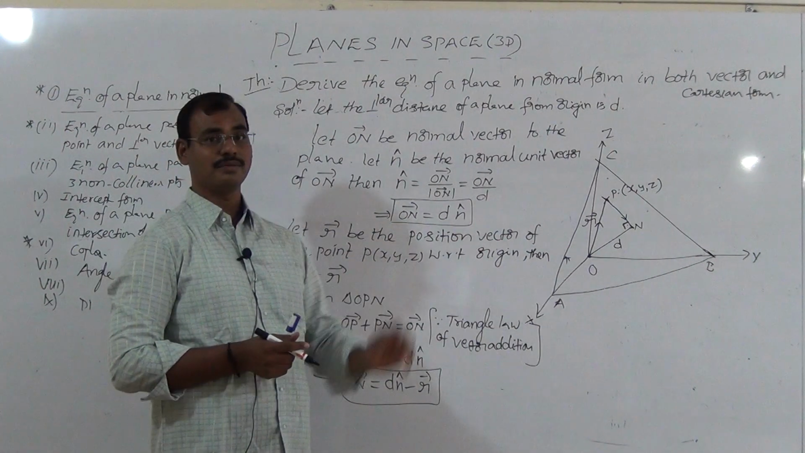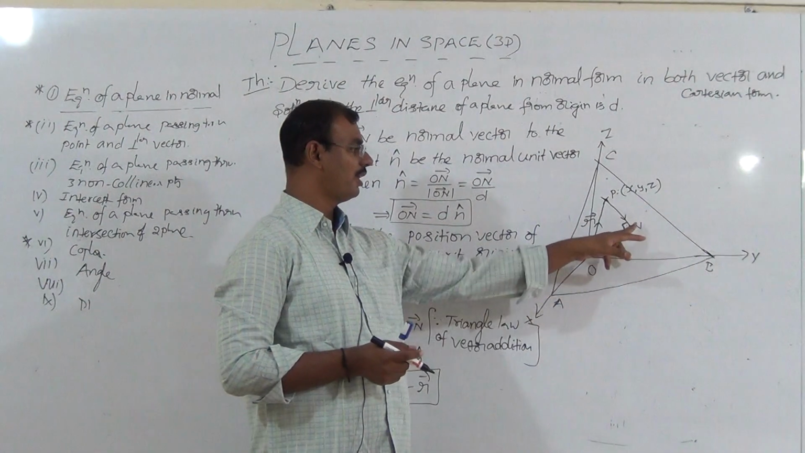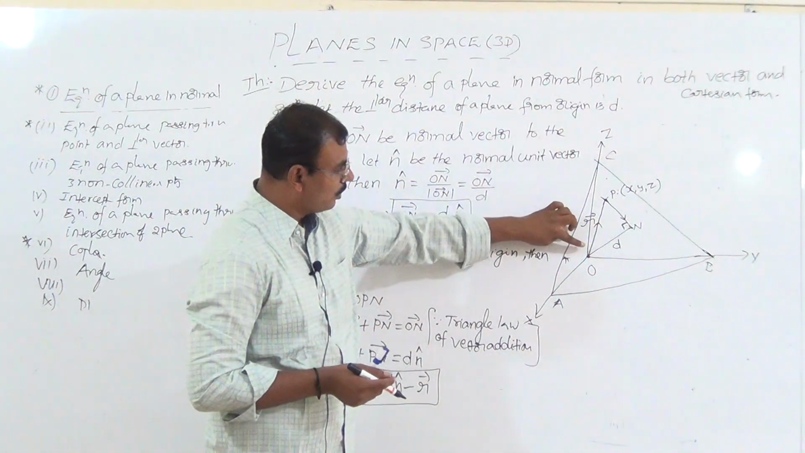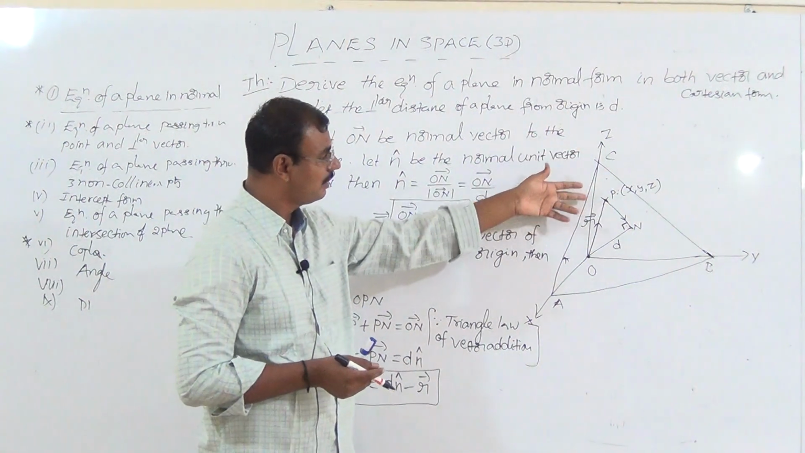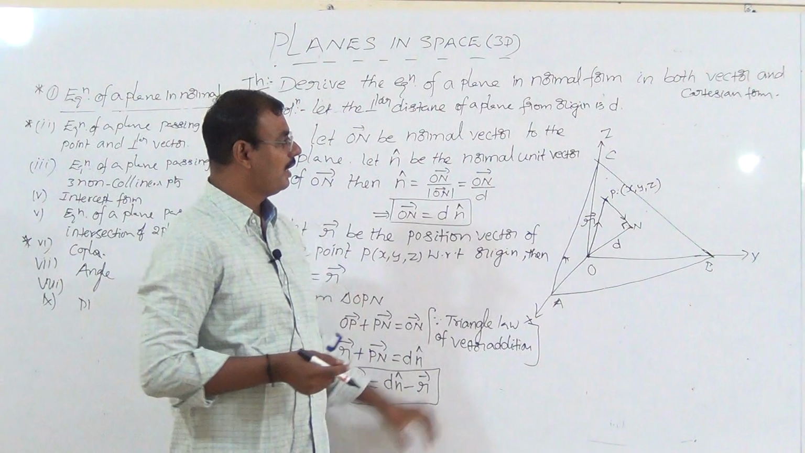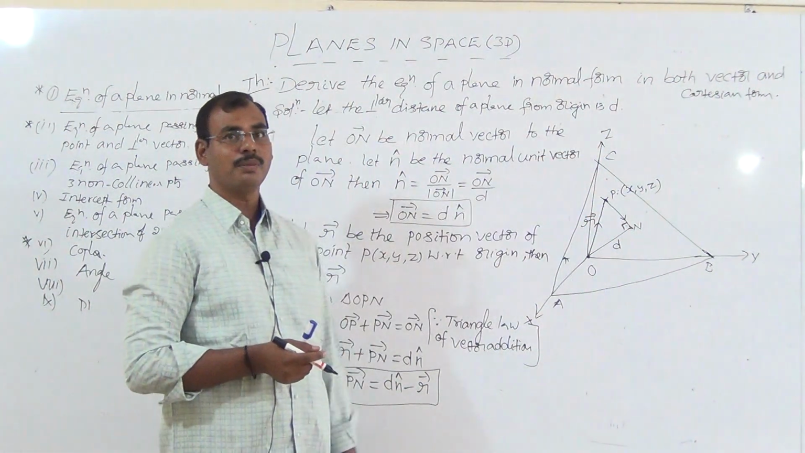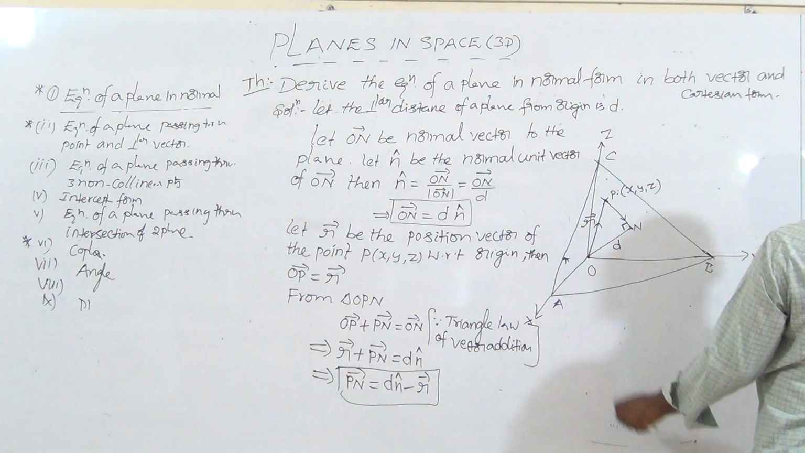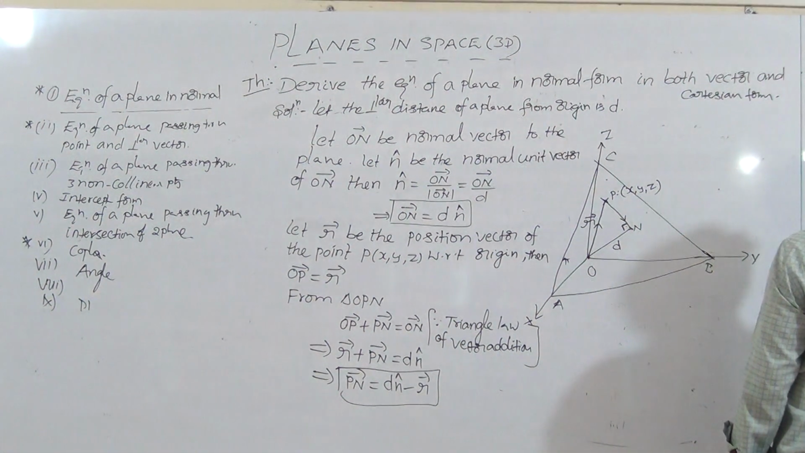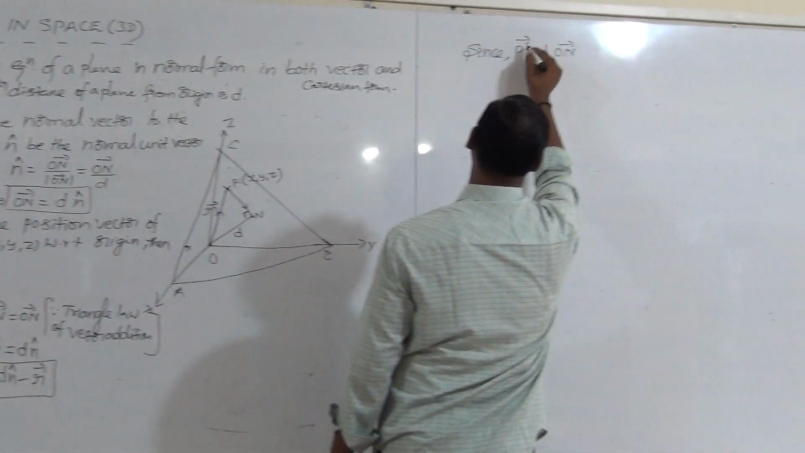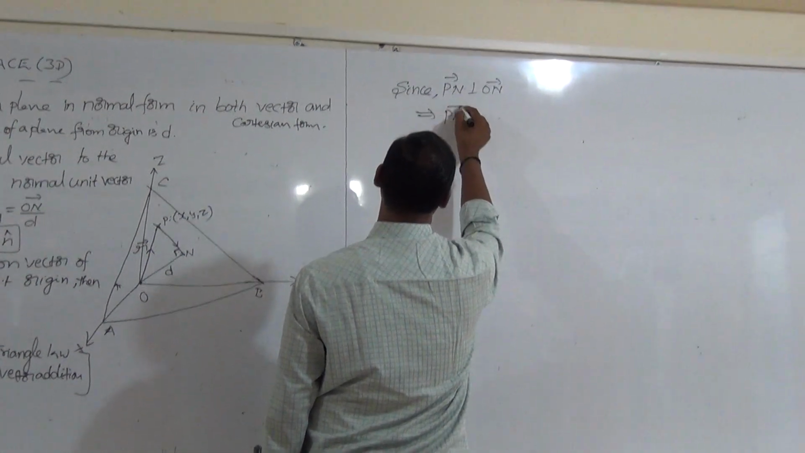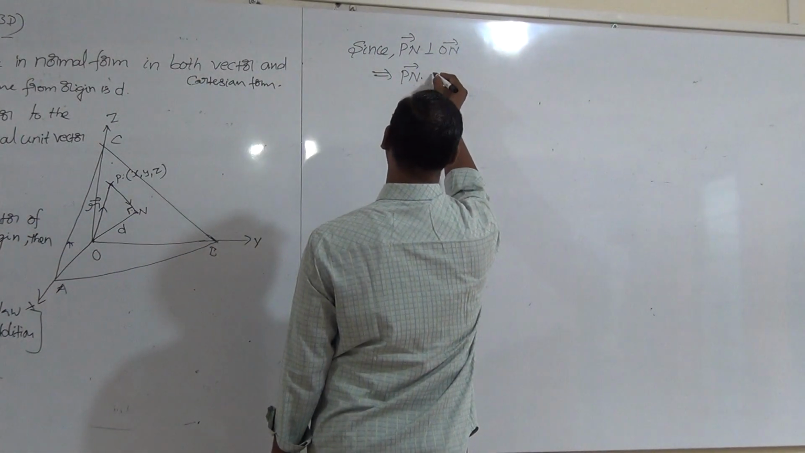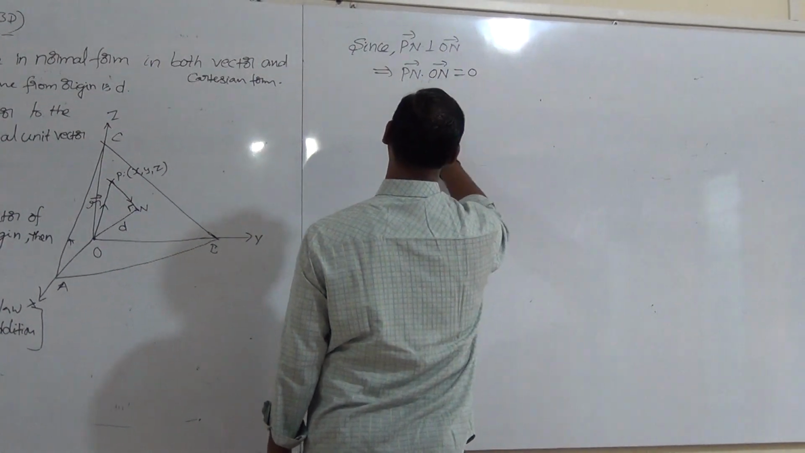Now what do you observe here? The PN vector and the ON vector are perpendicular. Why? Because the ON vector is perpendicular to the plane, but the PN vector lies along the plane. PN lies along the plane, which means ON is also perpendicular to PN. Since the PN vector is perpendicular to the ON vector, what is the condition? If a vector A and a vector B are perpendicular, the dot product will be 0. So the PN vector dot the ON vector is equal to 0.